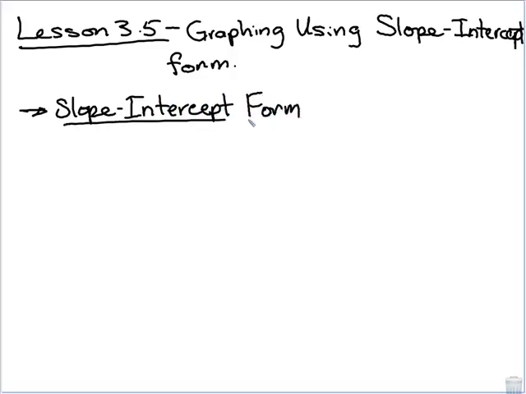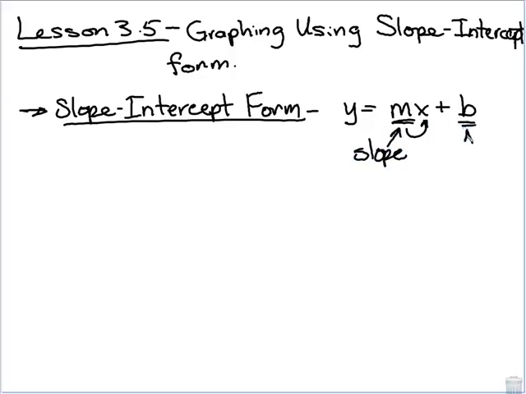If you have a linear equation and you have it solved for y, slope intercept form will look like this, where the letter here that is in front of the x is the slope, and the letter back here that they have a b with is the y-intercept.